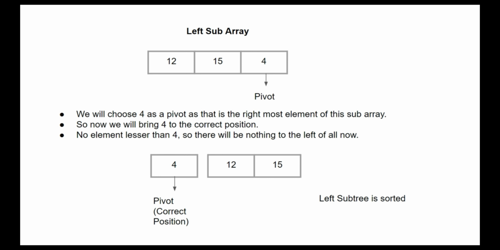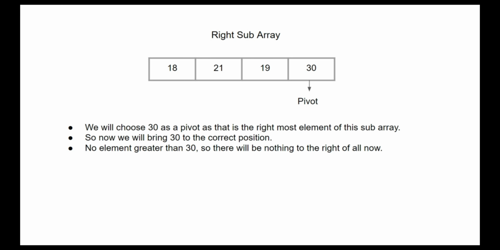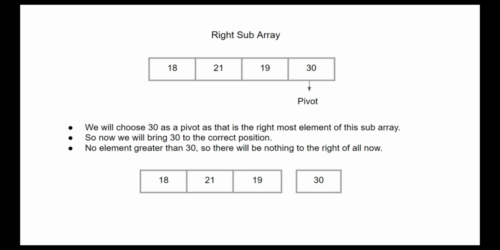Next, we apply this operation to the right subarray. Again we take the rightmost element as pivot, so we choose 30 as pivot. When we partition again, all the elements are less than the pivot element, so it remains the same, and we found the correct position of 30.